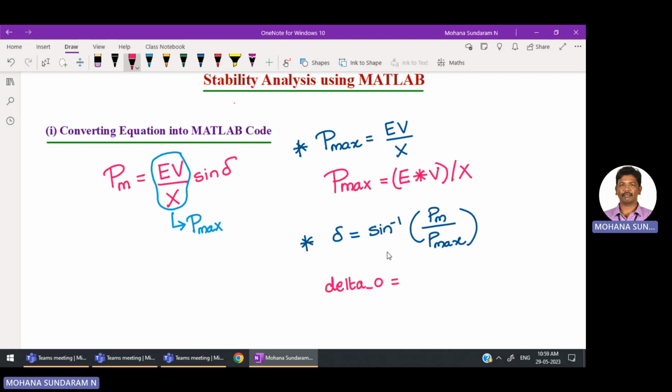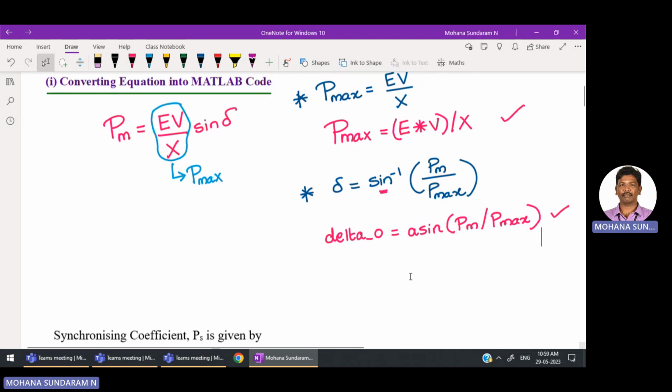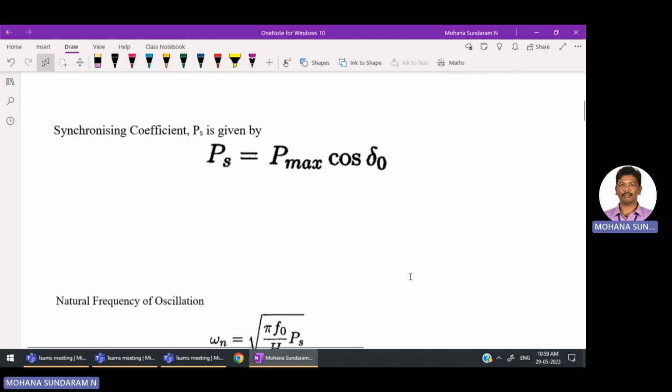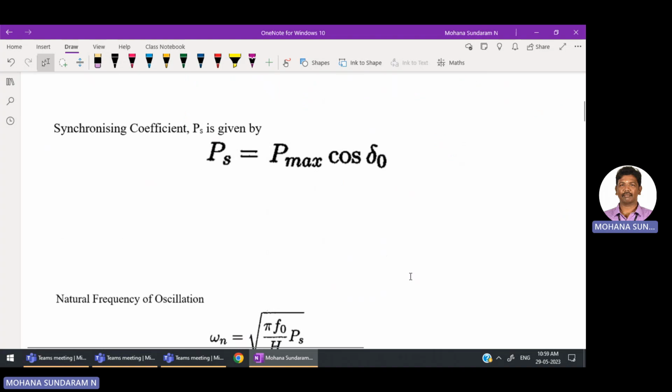That is equal to, for sine inverse, we have a syntax called asin. If you put asin, that means it is sine inverse. So asin of Pm slash Pmax. Now two lines are ready for the MATLAB code. Similarly, we will go one by one and learn how to convert these into equations.